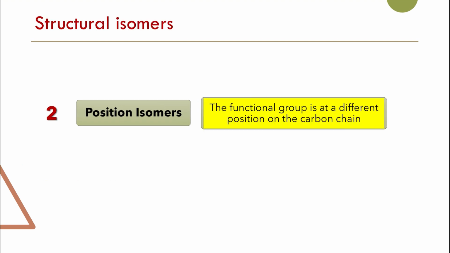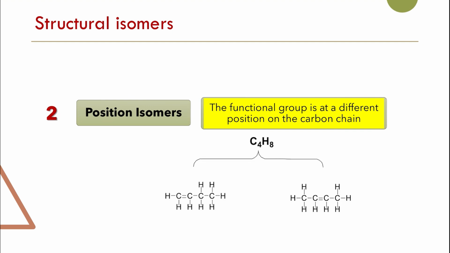The second type of isomer is the position isomer. In position isomers, the functional group is at a different position on the carbon chain. For example, C4H8, we're going to have one of these two compounds: but-1-ene or but-2-ene. These two have the same functional group, which is the double bond between the carbons. However, the position of the double bond for the first one starts with carbon number 1, while for the second one it is carbon number 2.